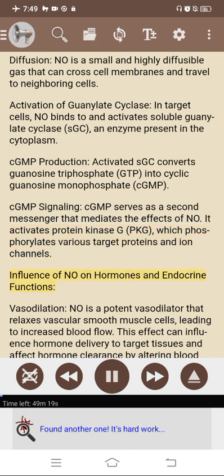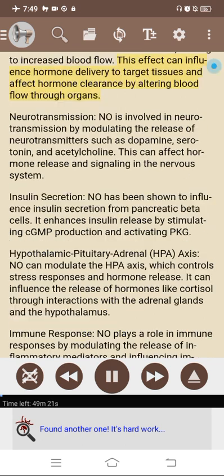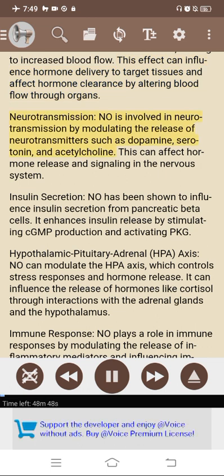Influence of NO on hormones and endocrine functions. Vasodilation. NO is a potent vasodilator that relaxes vascular smooth muscle cells, leading to increased blood flow. This effect can influence hormone delivery to target tissues and affect hormone clearance by altering blood flow through organs. Neurotransmission. NO is involved in neurotransmission by modulating the release of neurotransmitters such as dopamine, serotonin, and acetylcholine. This can affect hormone release and signaling in the nervous system.